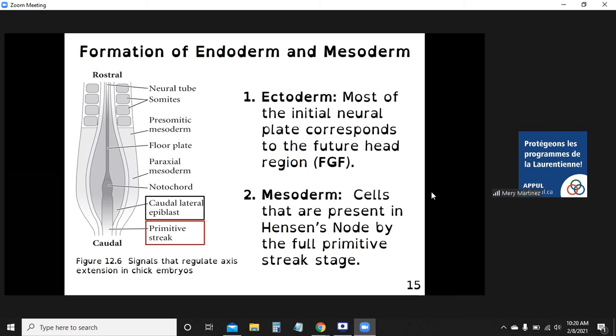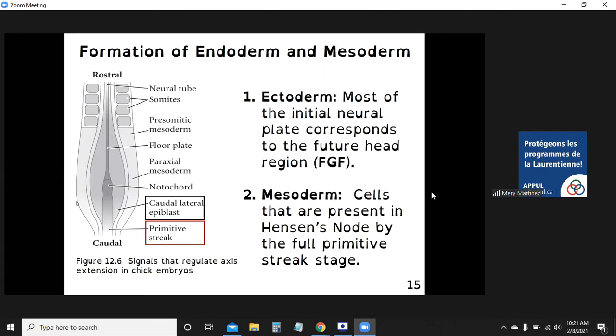In the ectoderm, most of the initial neural plate corresponds to the future head region. We're going to have a small area of the ectoderm that is called the caudal lateral epiblast. This is the caudal lateral epiblast. So it's on the side, as we see here. Okay. This is the notochord section. And this caudal lateral epiblast will form the nervous system, including the posterior hindbrain, as well as the spinal cord.